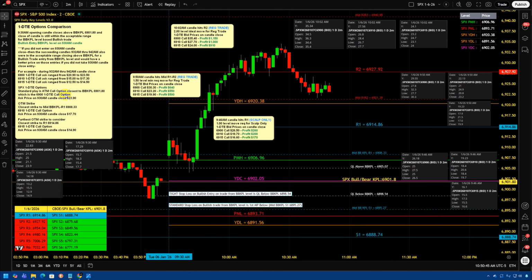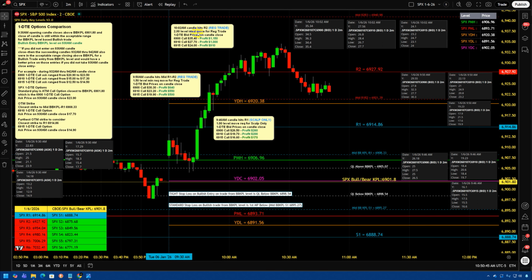Remember, these are all based on the 9:30 a.m. candle close entry. If you got in on one of these other ones, then obviously, just like with the 0DTEs, then the profit would be greater on all of these. So profit 500 on the 69.15s on the 1DTEs. The 0DTE was 470. Then the 10:02 a.m.